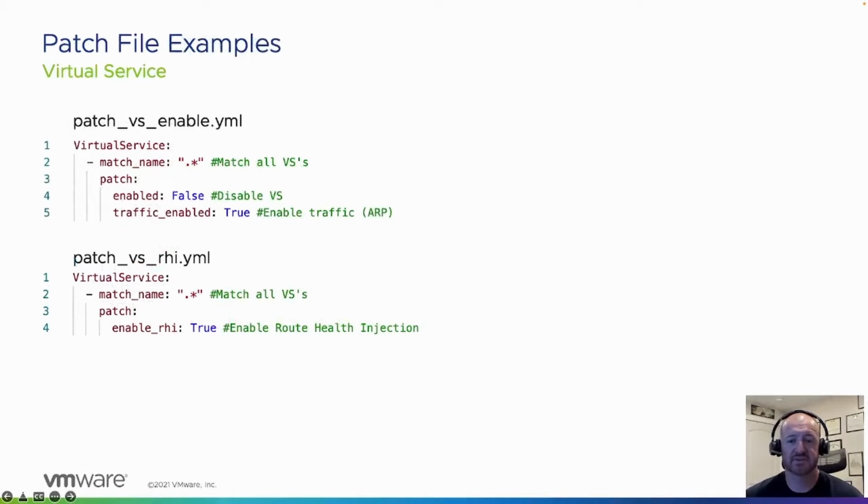Some patch file examples are match all virtual services, disable them and enable traffic. And in the second example, match all virtual services and enable route health injection.